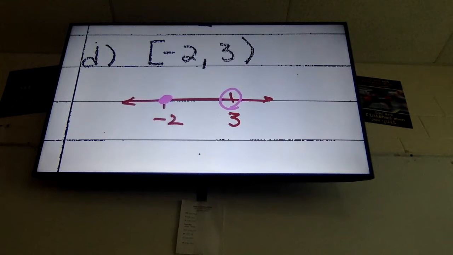All right. And then I like interval notation again because I'm just going to shade in between them. I'm going from negative 2 to 3. I already know what's happening at the ends. Everything else is fair game. So I just shade in between those two. Okay, take a second. Try E and F on your own.